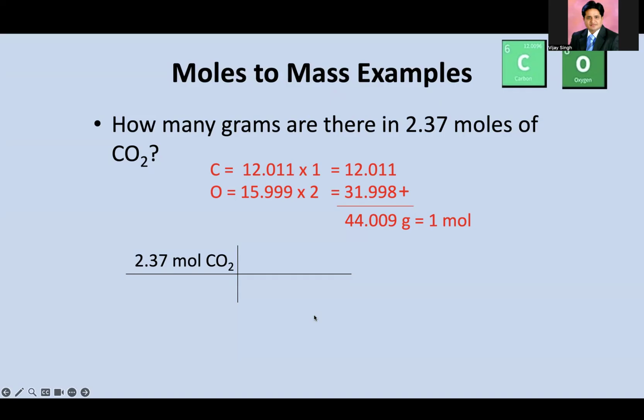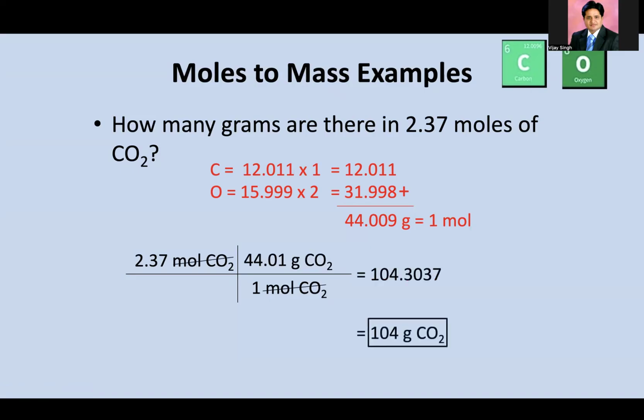So 2.37 will be multiplied with 44.009, and that will give you 104.3 grams, which is rounded to 104 grams.